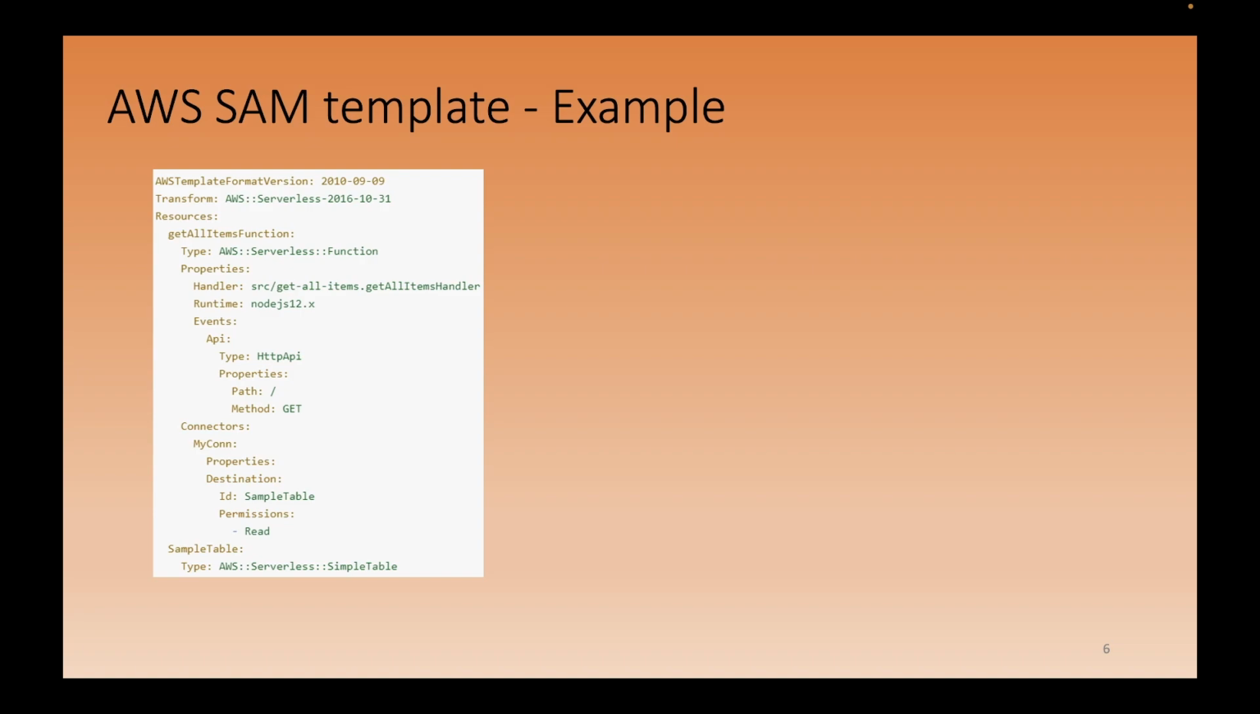Under connectors, we're going to create a DynamoDB table. The last line, type AWS::Serverless::SimpleTable, is basically a DynamoDB table.